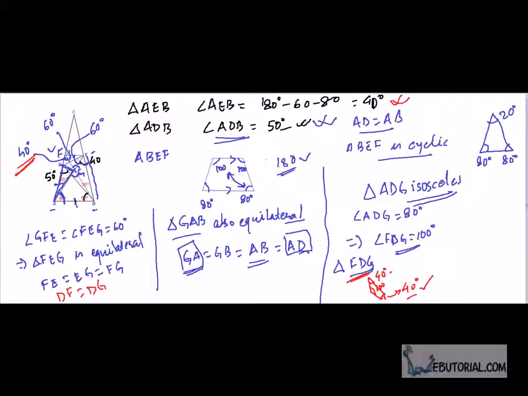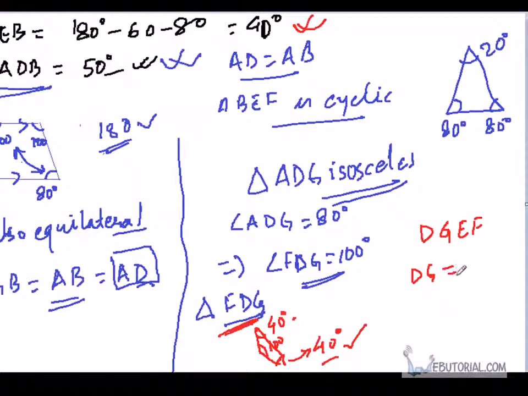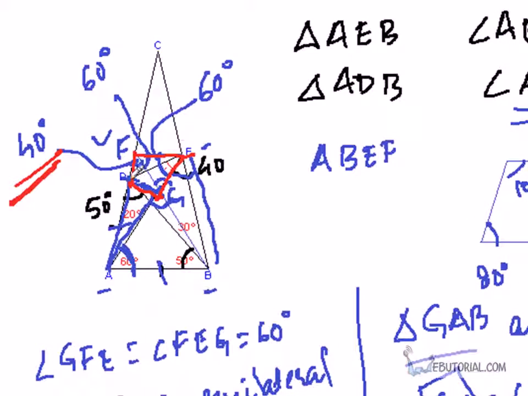Now take a look at this quadrilateral over here, which is D, G, E and F. In this case, we have got DG same as DF and EF same as FG, which makes it a kite. And in this case, the diagonal is just drawn over here, so it will bisect these two angles and both these angles will be 30 degree, which is the solution that we were looking for.